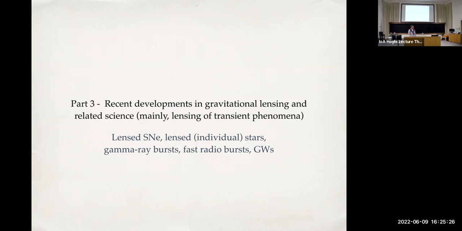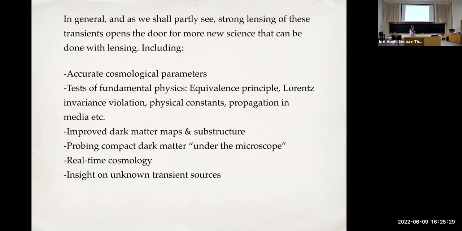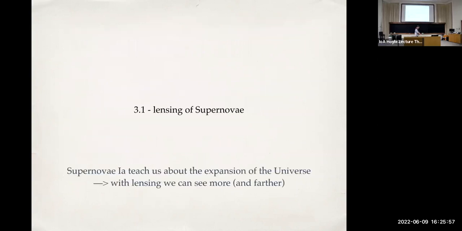the birth of lens transient science. And we can see that we can do many things with lens transients. We can continue to probe dark matter and its composition on various cosmological scales. We can measure fundamental physics or test fundamental physics. We can do real-time cosmology. I'll talk a little bit about that. We measure the expansion of the universe in real time. And of course, learn about the transients themselves. So I'm going to talk about 5 different transient sources.